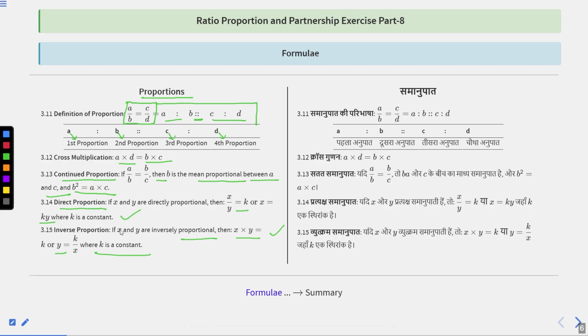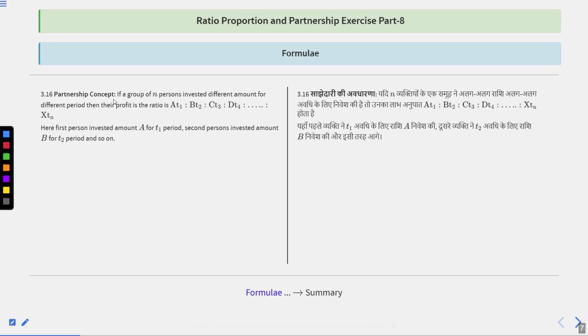Next, the partnership concept. If a group of n persons invested different amounts for different periods, then their profit ratio is A into T1 : B into T2 : C into T3 : D into T4 and so on up to X into Tn. Here the first person invested the amount A and T represents the period of time, so T1 is the period of time. In the same way, the second person invests amount B for period T2, and so on.